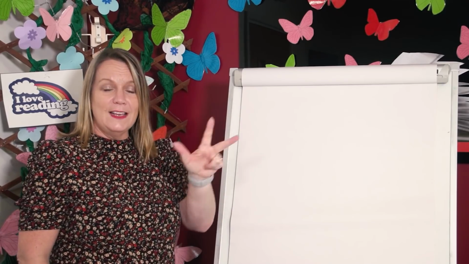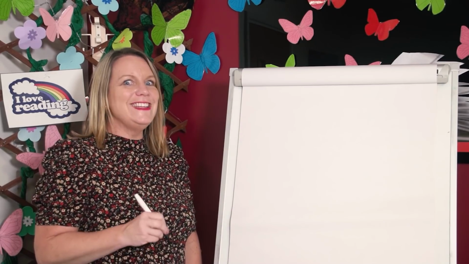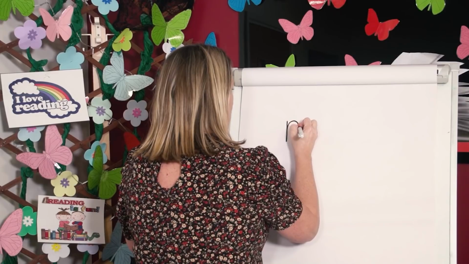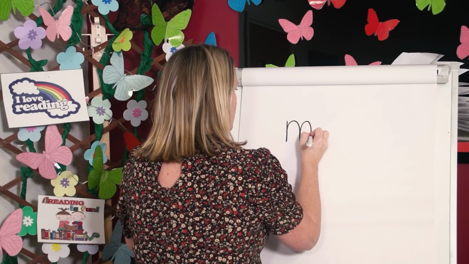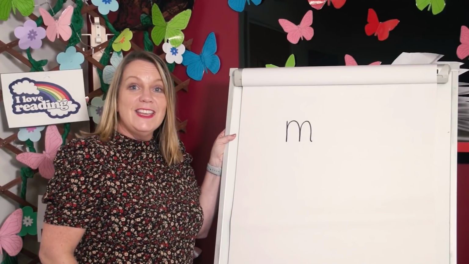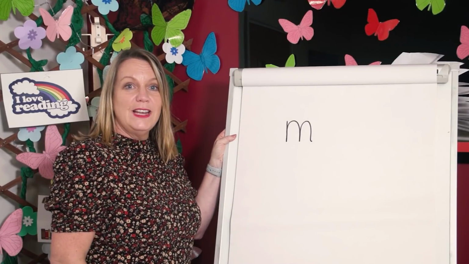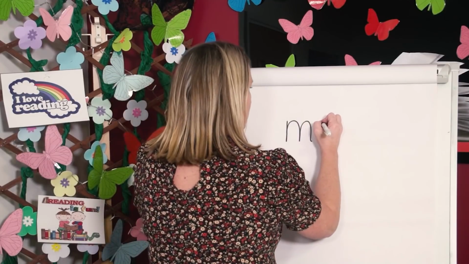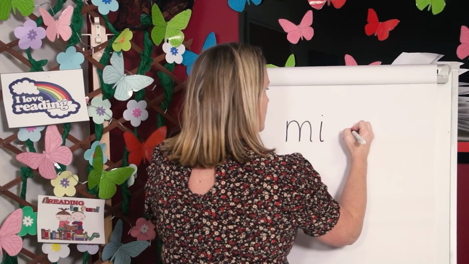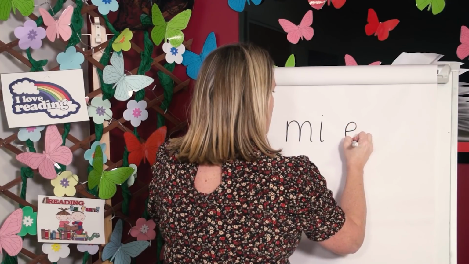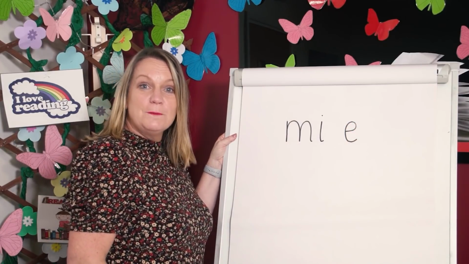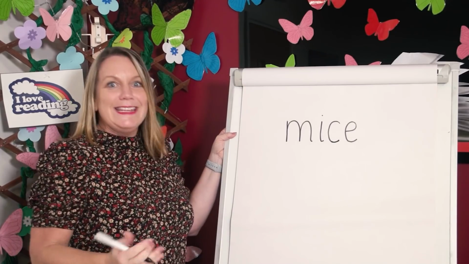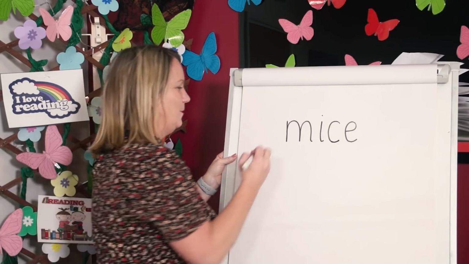Let's count how many sounds there are. M-I-C-E. That's three sounds. Watch me write mice. I need three sounds. M. The I sound that I'm going to write next is made with the letter I and then the E at the end of the word. So it is written like this. Then the S sound is made with the letter C. But you need to write the letters in the right order, like this.